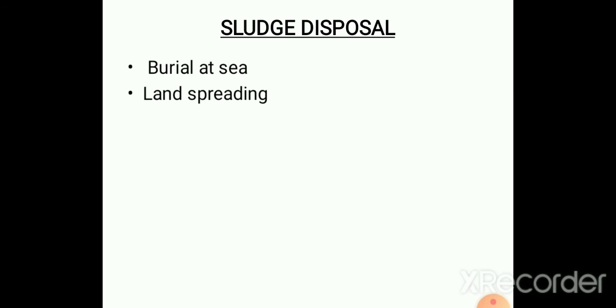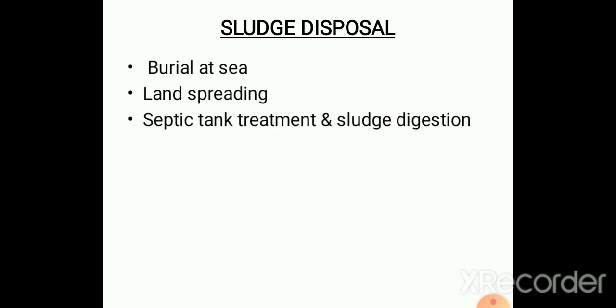The second method is land spreading. In this case, the sludge is uniformly spread over the soil, followed by plowing, and it acts as a fertilizer. After some period, you can use that sludge as a fertilizer. So next is septic tank treatment and sludge digestion.